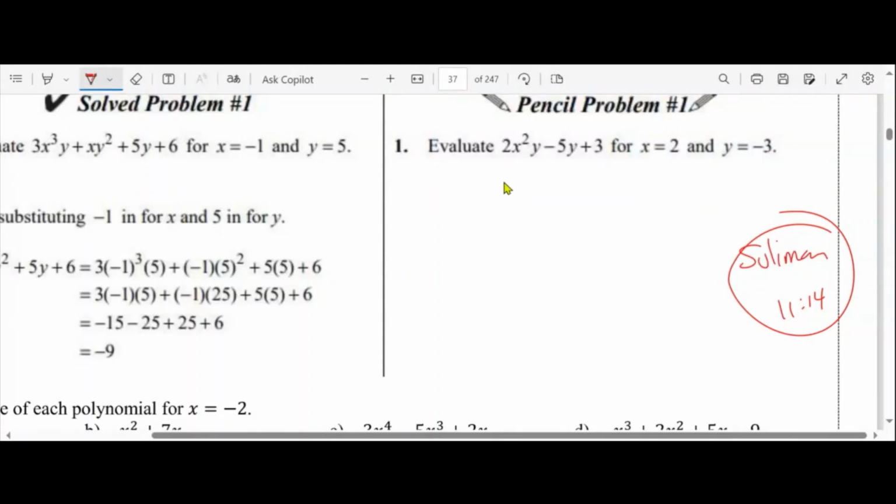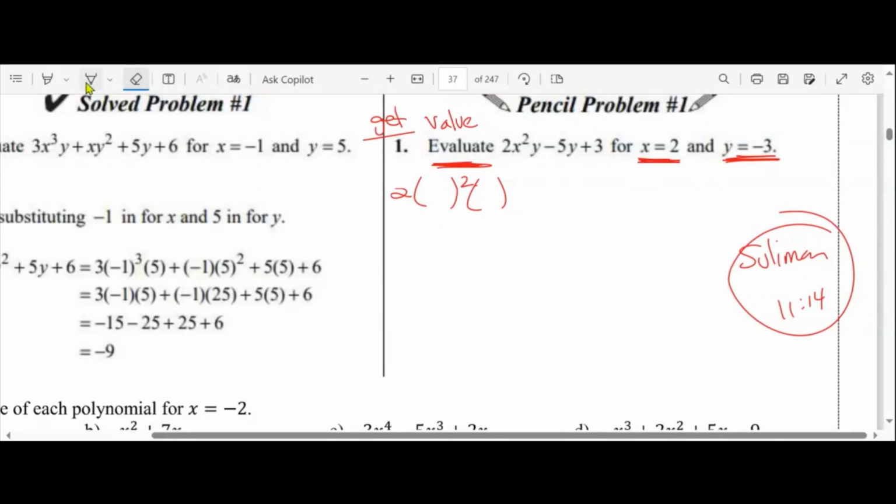I'm going to evaluate. Evaluate means you have to bring the value. Get the value, right? So how much is x? 2. How much is y? -3. So substitute 2.